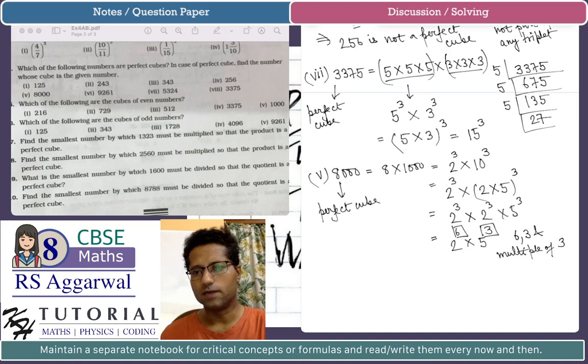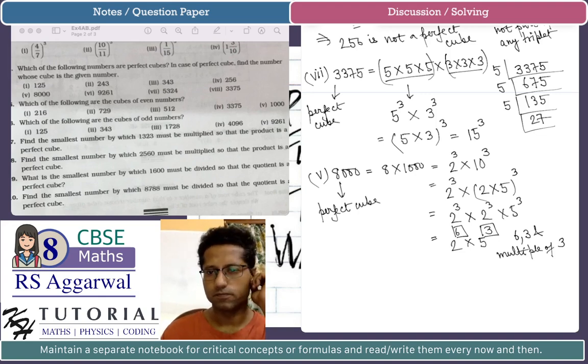So I hope you got the idea. You can do the rest of the problems. So finding the prime factorization is a very major and crucial step.